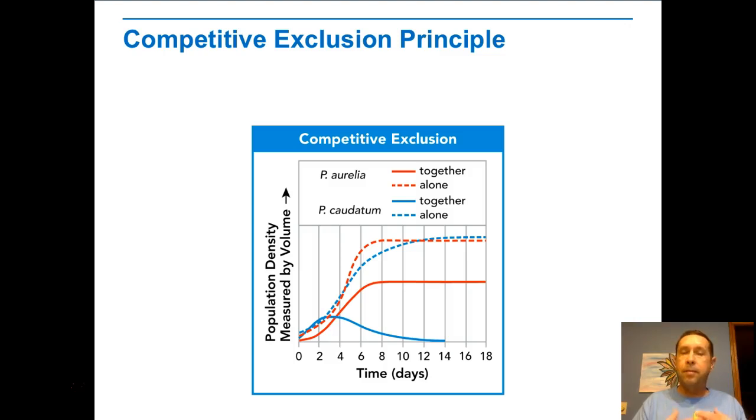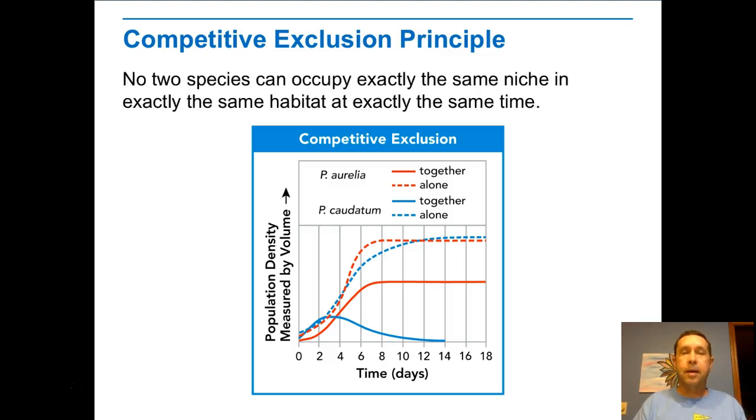So we've come up with this idea called the competitive exclusion principle. And what it says is no species can occupy the exact same niche in the exact same habitat at the exact same time. One's going to outcompete the other one and drive it away. And you can see that on our graph here with the two Paramecia species. Again, you can see where they end up when they're together and when they're alone. So when they're together, one species outcompetes the other one and it drives the other one out.